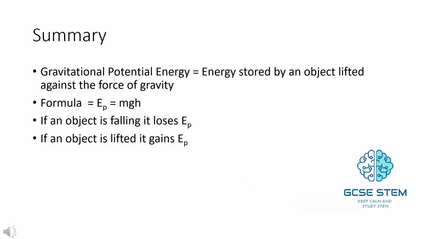So as a summary, gravitational potential energy is the energy stored by an object being lifted against the force of gravity. The formula for gravitational potential energy is EP equals mgh. If an object is falling, it loses gravitational potential energy, as its gravitational potential energy is being converted into kinetic energy as the object is moving. And if an object is lifted against the force of gravity, it gains gravitational potential energy.